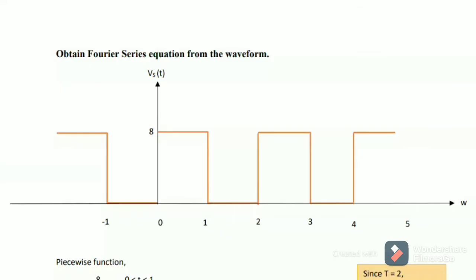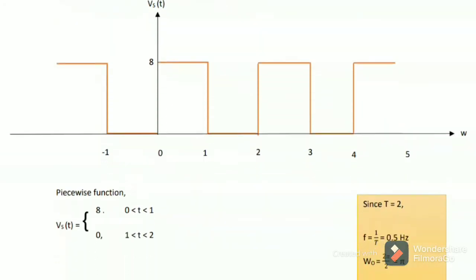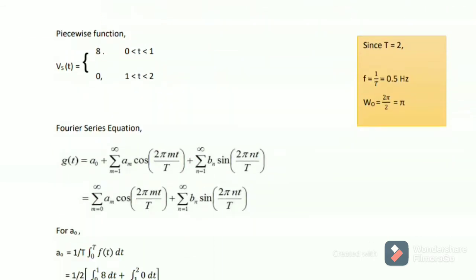So next, this is for the manual calculation. We need to obtain the Fourier series equation from the waveform. Based on the waveform, we got the piecewise function. Next, we need to solve the Fourier series equation. We need to find A0, An, and Bn.